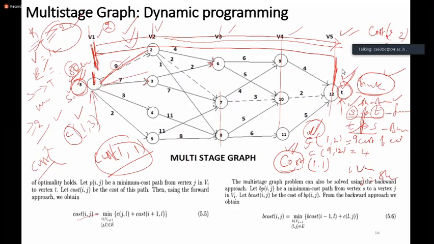Anyway, tomorrow also we'll discuss this multi-stage graph. I'll work through an example on this. We'll stop at this level. Thank you very much.